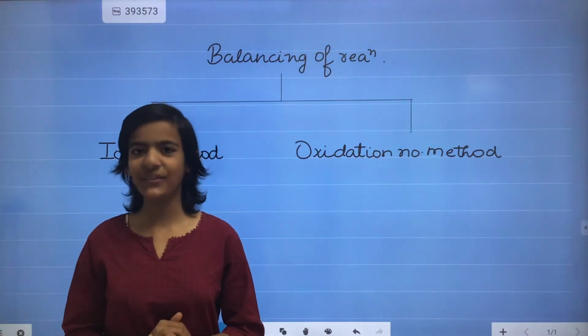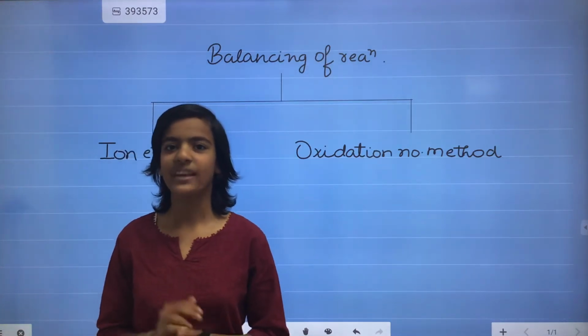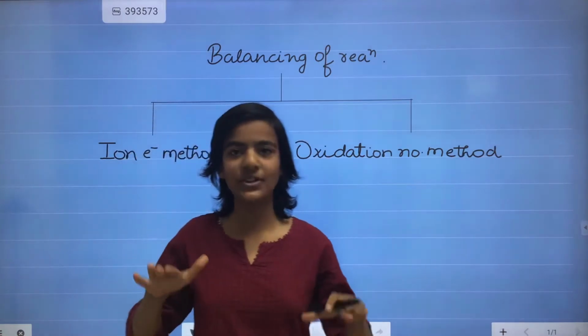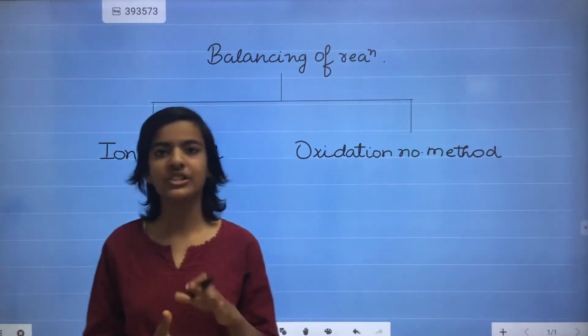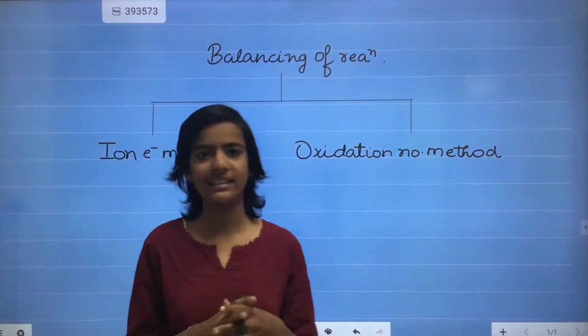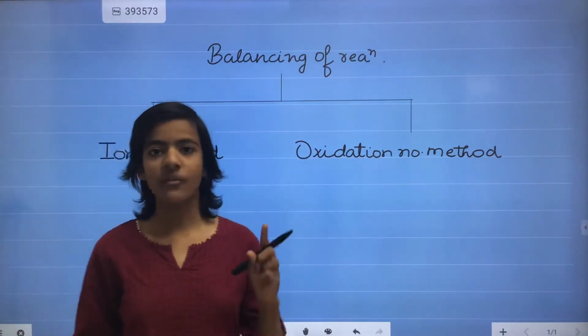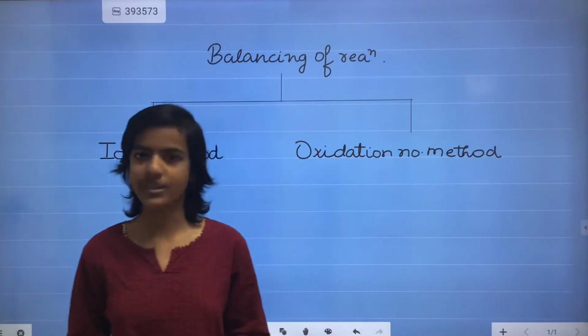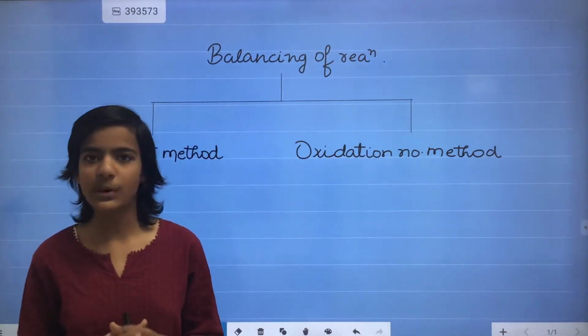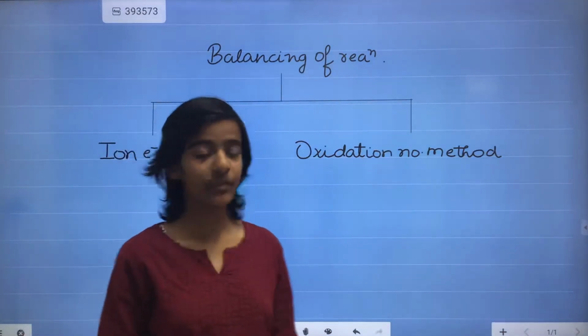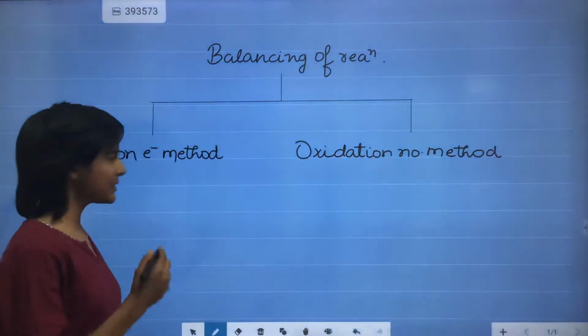In this video we will learn about balancing of reaction. The name itself suggests that something which is balanced, whether it is charge or atom, means they are completely balanced in the reaction. This is known as balancing of reaction. There are two methods: one is the ion electron method and the other is the oxidation number method. First we will discuss the ion electron method. First we will discuss the steps and then we will apply.